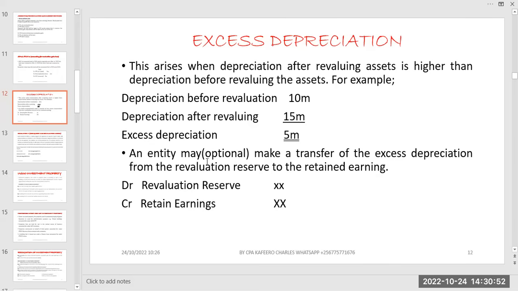We are saying that this arises when the depreciation after revaluation is higher than the depreciation before revaluing the asset. For example, depreciation before revaluation of 10 million and depreciation after revaluation of 15 million, then we have excess depreciation of 5 million. And we are saying an entity may, this is optional, you may do it that way or you may leave it, because at the end of the day we have accounted for those revaluation losses and gains. So the entity may make a transfer of the excess depreciation from the revaluation reserve to the retained earnings.